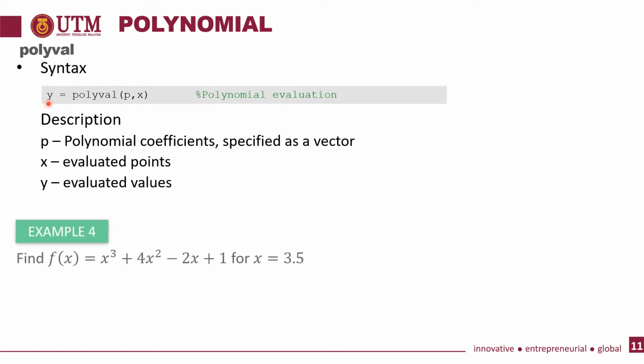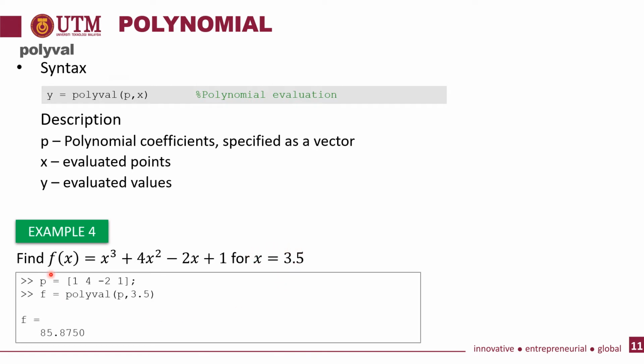For example, find the value of x to the power of 3 plus 4x to the power of 2 minus 2x plus 1 for x equals 3.5. In this example, you are given the value of x and you want to find the output. So first you must convert this expression into a vector representation, and then you can directly use polyval. This is the variable that stores the output, this is the function polyval, this is expression p that has been converted into a vector, and this is the value of your term, 3.5. Then you can get your answer.